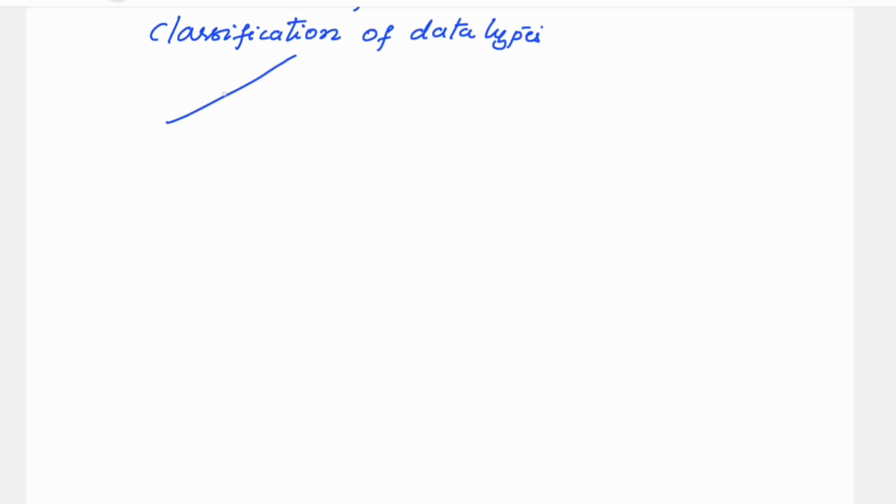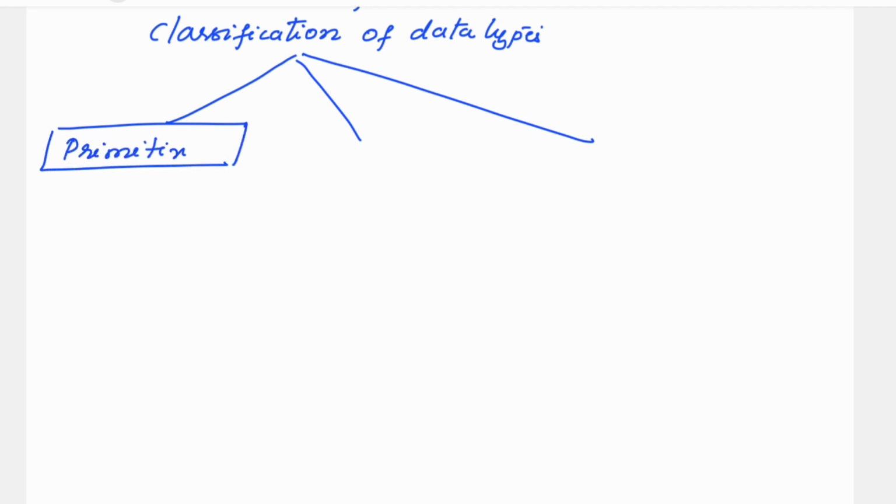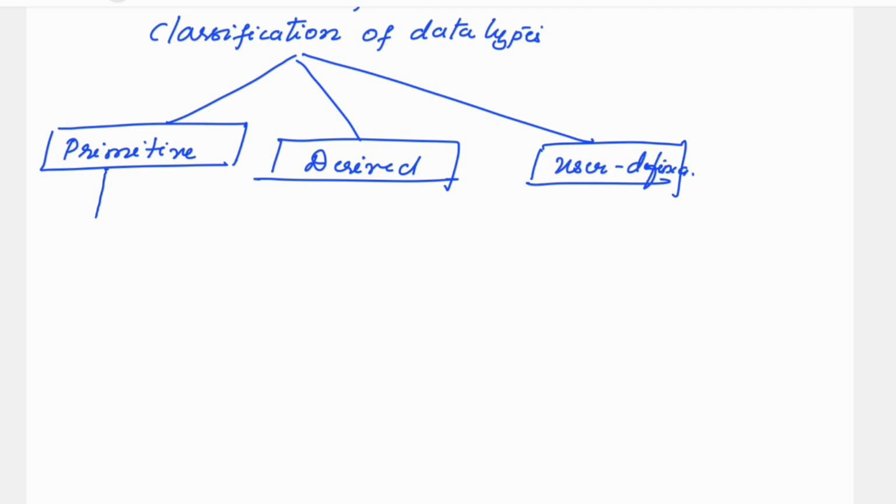This is just the introduction to the data type. Now you should know the classification. Broadly, three types are there. One is primitive, another is derived, and the third type is user defined. In the primitive type, we have int, char. Int is integer, but the keyword used here is int. So I am writing only the keyword here. Later, while explaining, I'll tell you the complete expansion of each of these primitive data types.